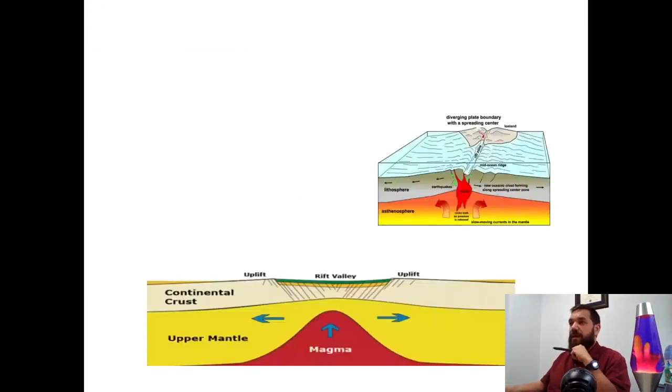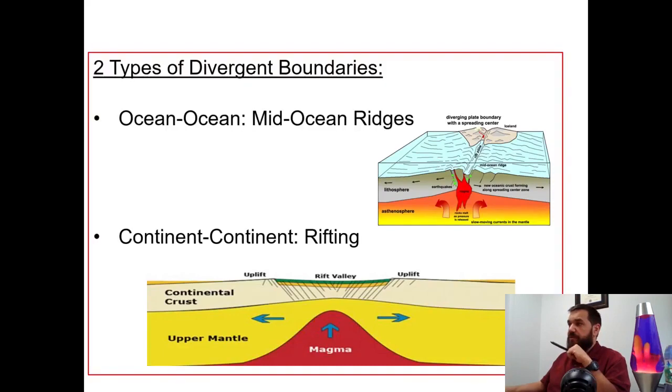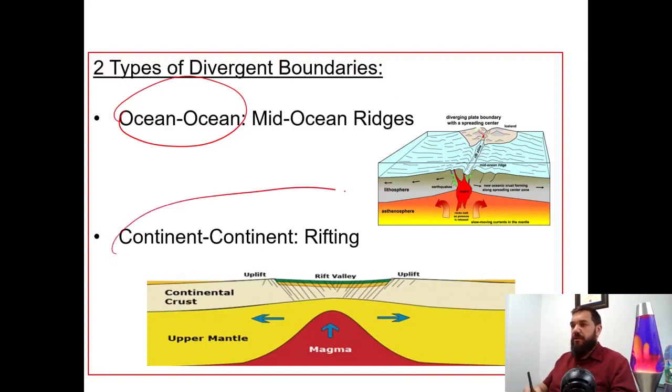All right, so before we even get into that, though, let's do divergent boundaries. So we have two kinds of divergent boundaries. The first is an ocean-ocean one. That's where two ocean plates are ripping apart. That's called a mid-ocean ridge. And then we have where continents are rifting apart, and that's called a rift zone.